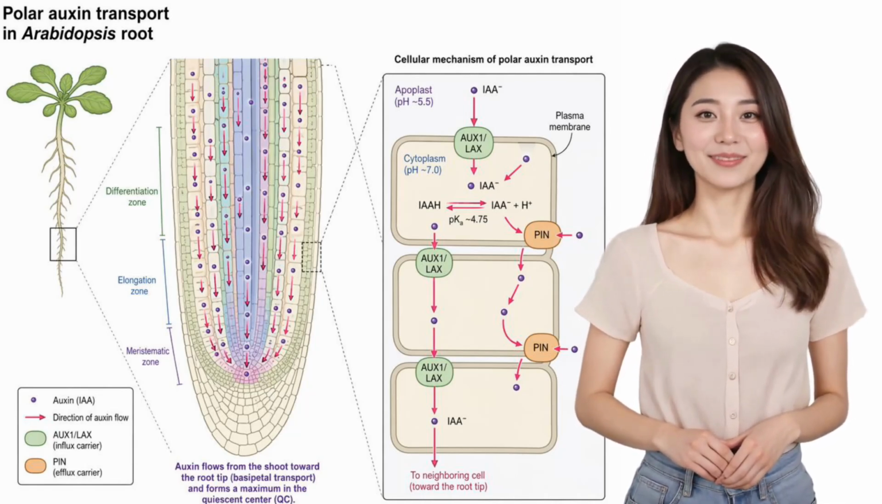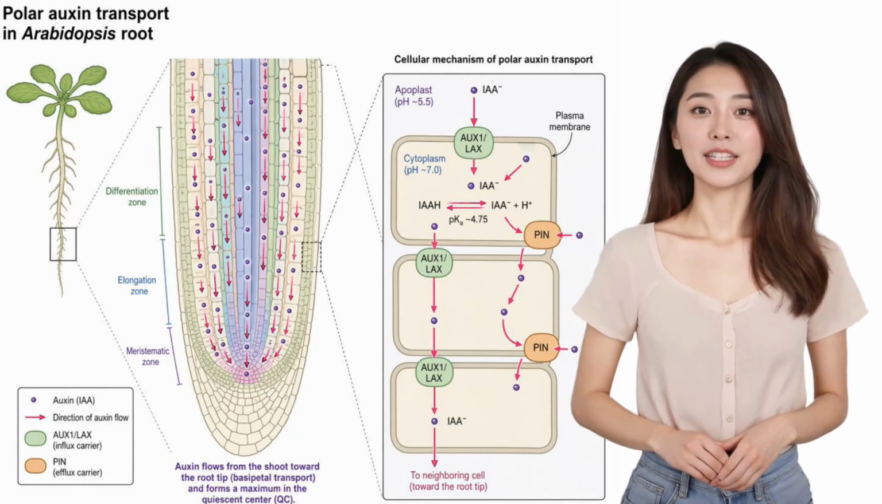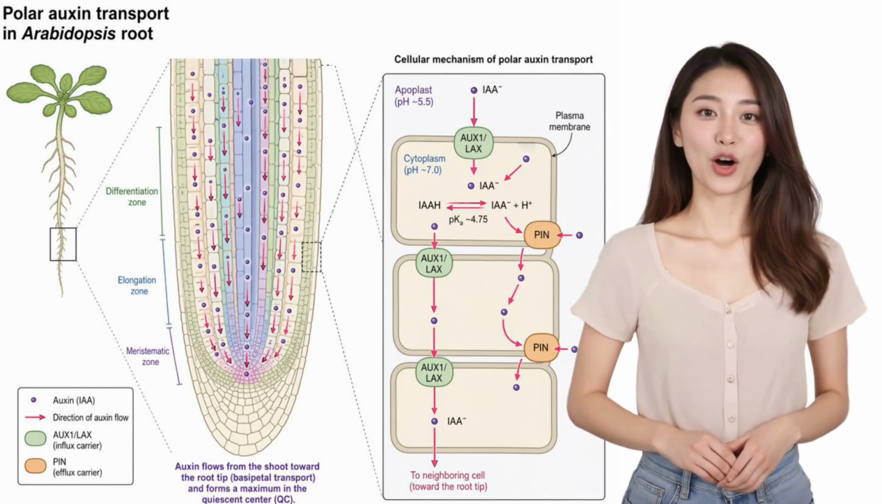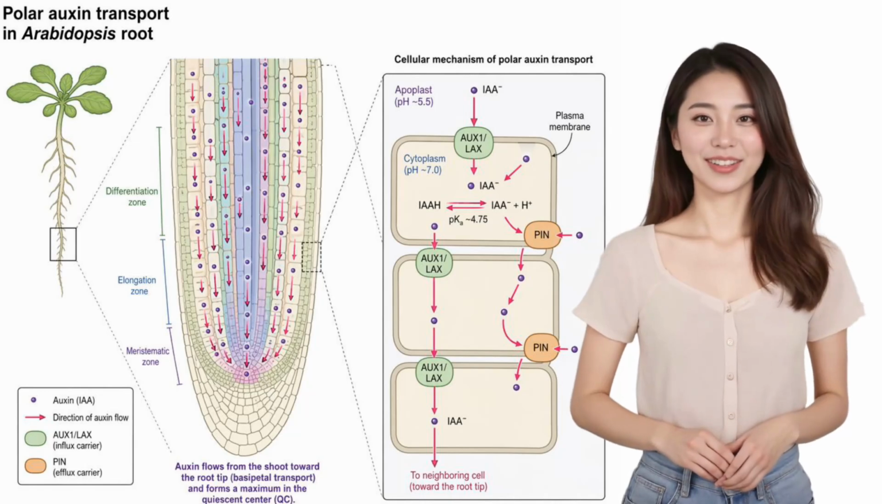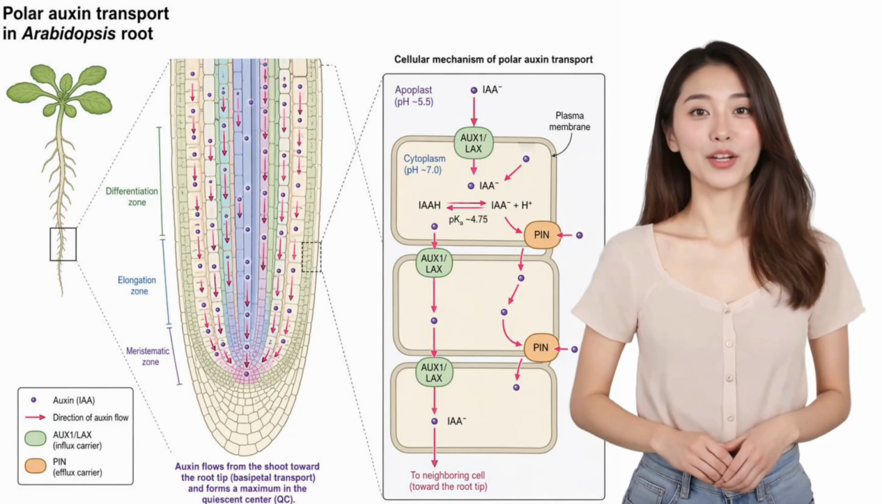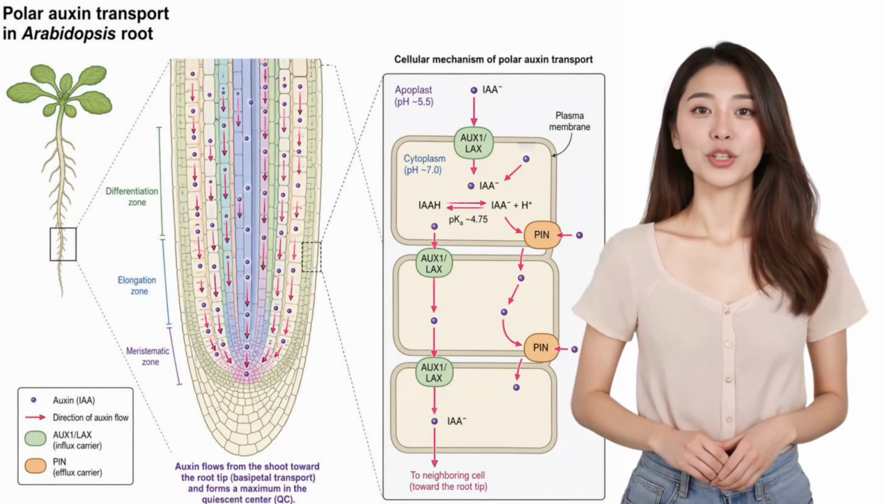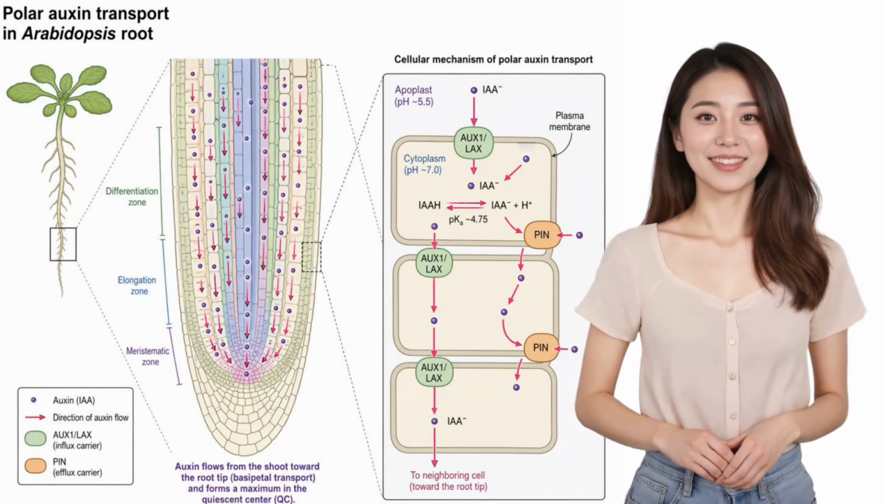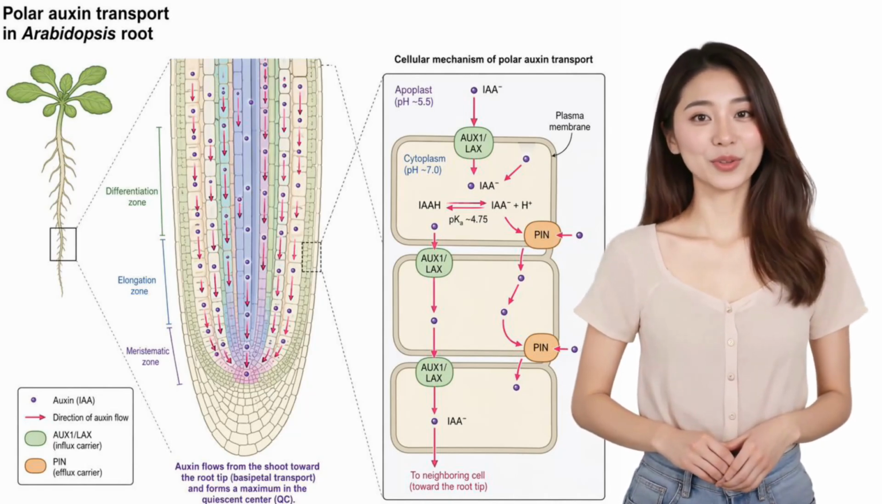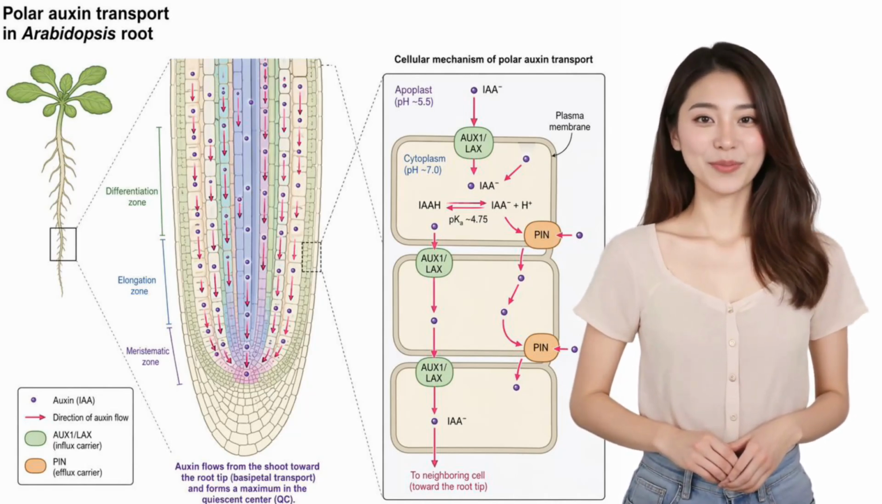Look at the left panel. You will notice that the root is divided into distinct longitudinal zones: the differentiation zone at the top, the elongation zone in the middle, and the meristematic zone near the root tip. The purple dots represent auxin molecules, and the pink arrows show the direction of auxin flow. Notice that the arrows consistently point downward toward the root tip. This is what we mean by basipetal transport, or tipward movement.